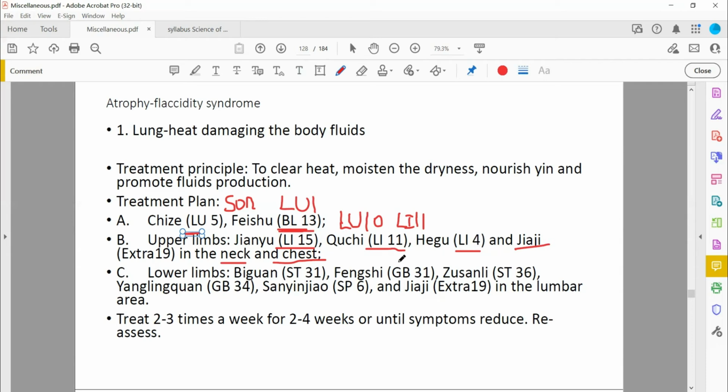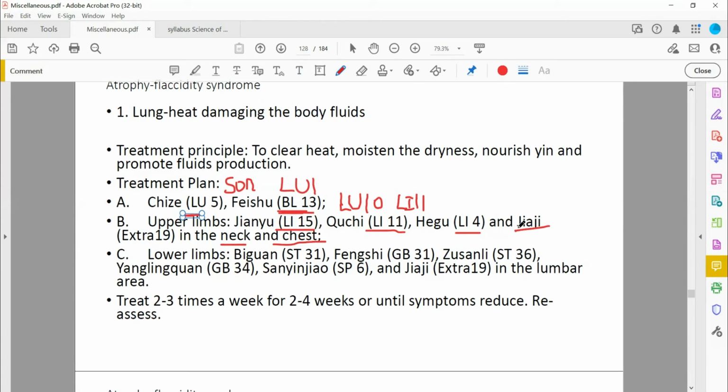From the hand, the cubital crease, and then the shoulder. And 夹脊 we could see as kind of a distal point.